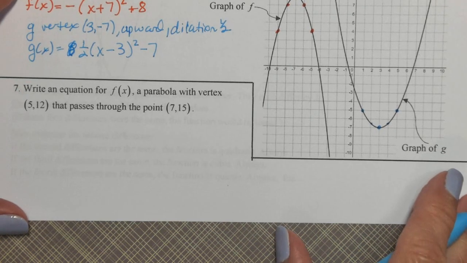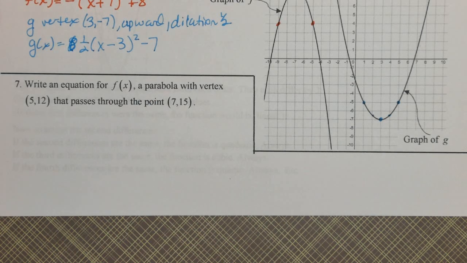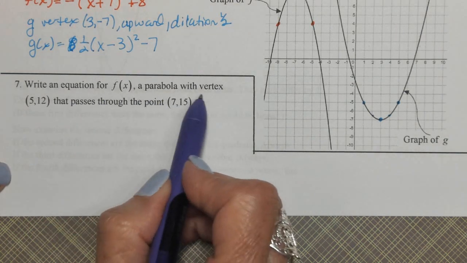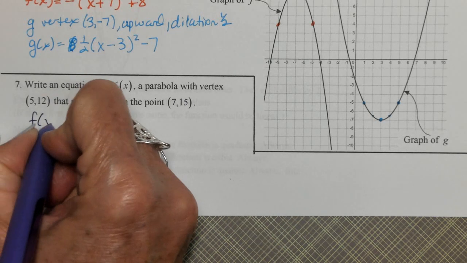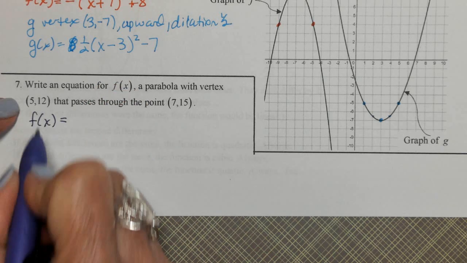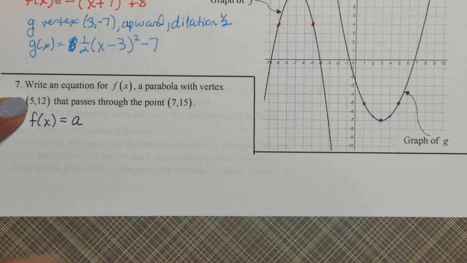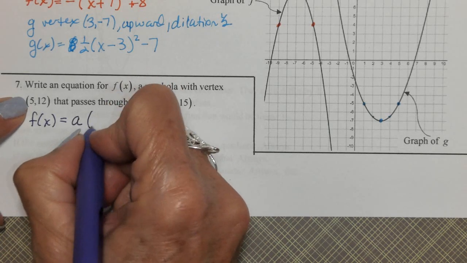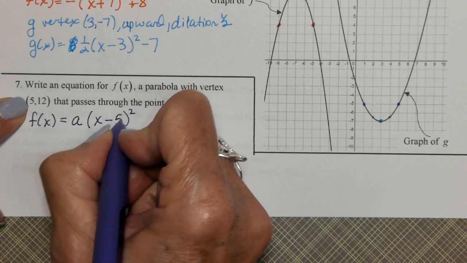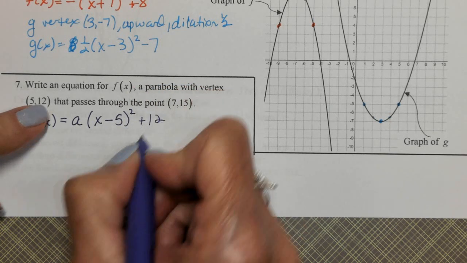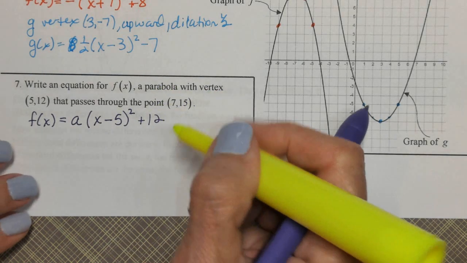Not bad. Okay, what if they don't give us the graph? What if they just give us some information? Like, f is a parabola with vertex 5, 12 that passes through this point. Well, they give me a lot of information here. They give me the vertex, which is really key. What I don't know is this a that's out in front of my parentheses. But I do know inside these parentheses will be x minus 5 squared and then plus 12. I know that much. All I have to do is find a, and they gave me this point.